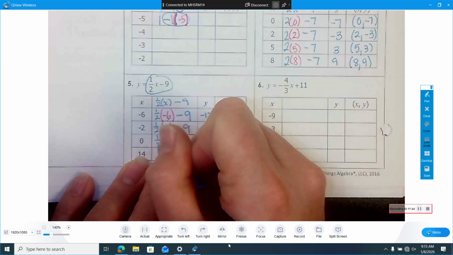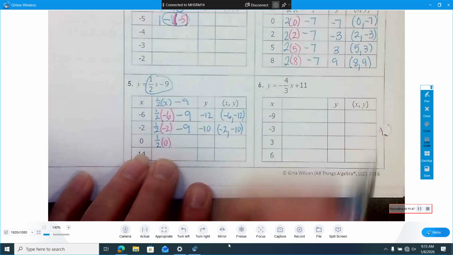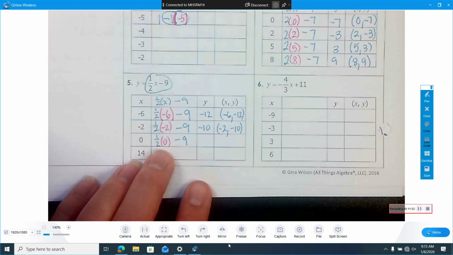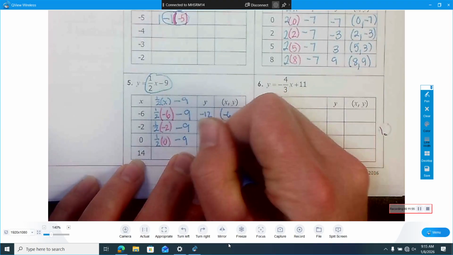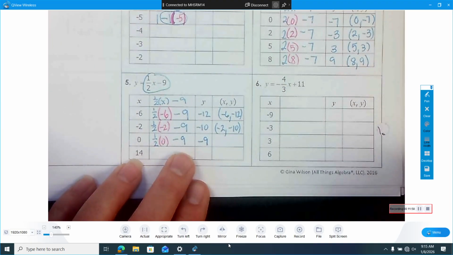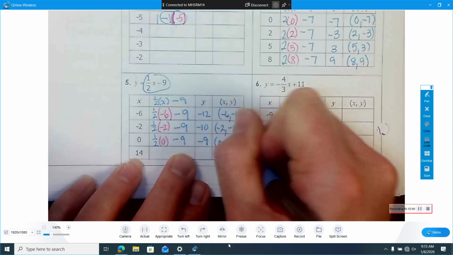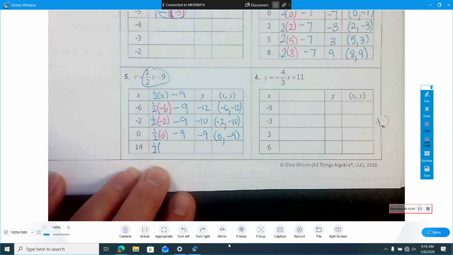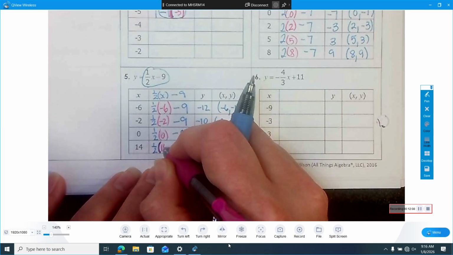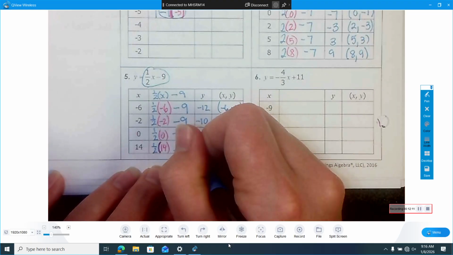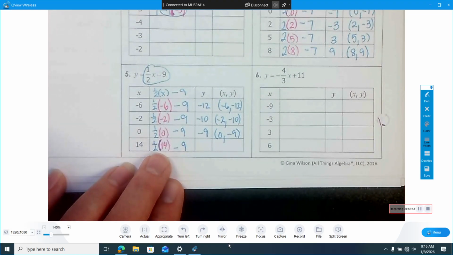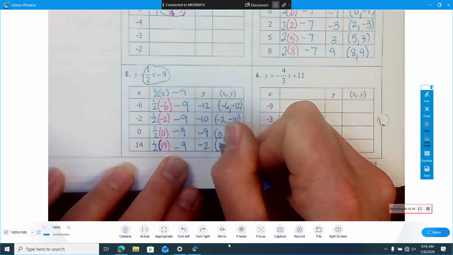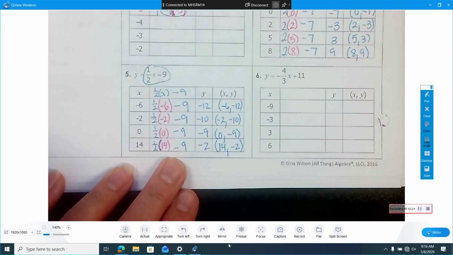And I have a 1/2 in front, and I'm plugging in a 0 this time. And then I'm going to subtract 9. I love plugging in zeros. They make life really easy. What is half of 0? 0 minus 9? -9. Yep, -9. All right, so we have 0, -9. Beautiful. And last one here, we have half of plugging in, replacing the x with a 14, and then subtracting 9. What is half of 14? 7 minus 9? -2. So we have a 14, -2 for our ordered pair.